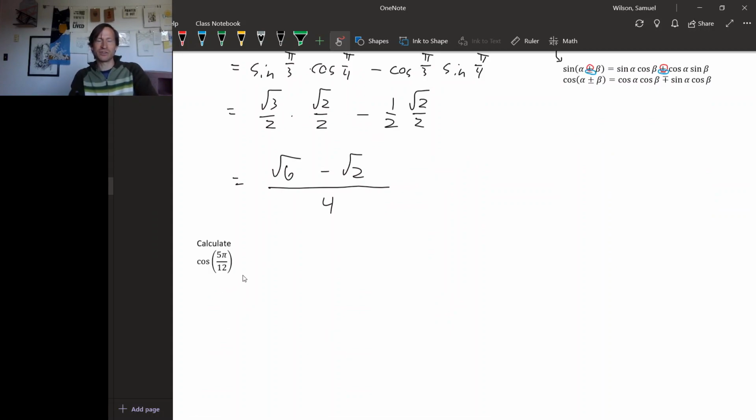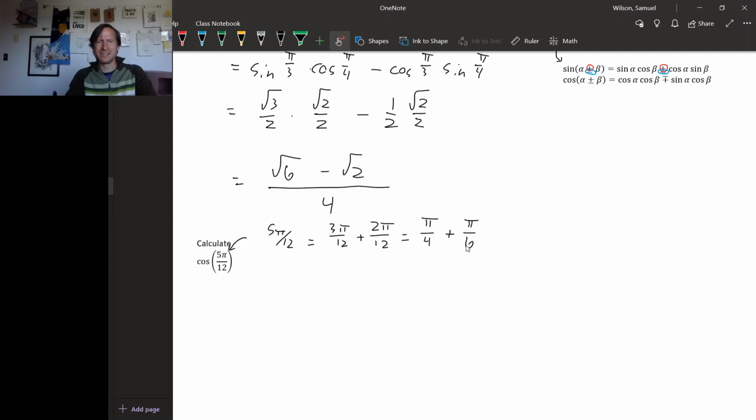So how about 5 pi over 12? Again, there's more than one way to do this, but we can write this angle, 5 pi over 12, as a sum or difference of nice angles. One way to do it is 3 pi over 12 plus 2 pi over 12. And then if we simplify these fractions, we get pi over 4 plus pi over 6. Both of these are nice angles, so this would be one way to do it.